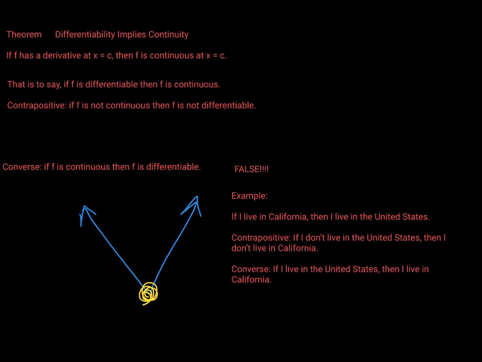So we have the statement that if a function is differentiable, then it is continuous, which also means that if it is not continuous, then it's not differentiable. But what we are not allowed to say is that if a function is continuous, then it's differentiable. This is an example of how that's not true. So just be careful. Differentiability implies continuity, but continuity does not imply differentiability.